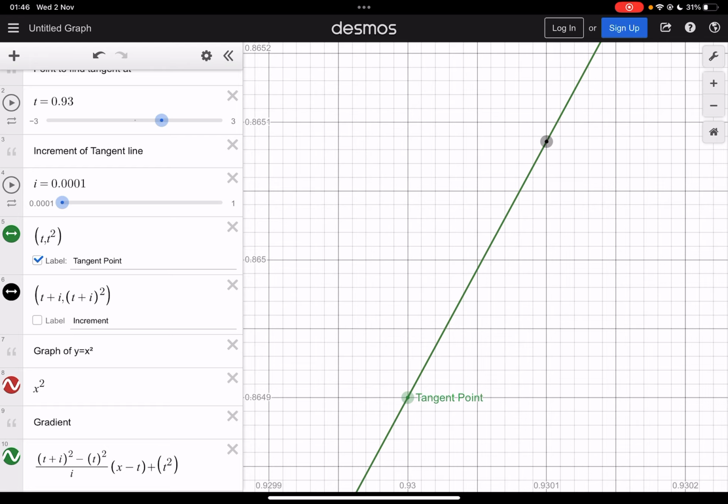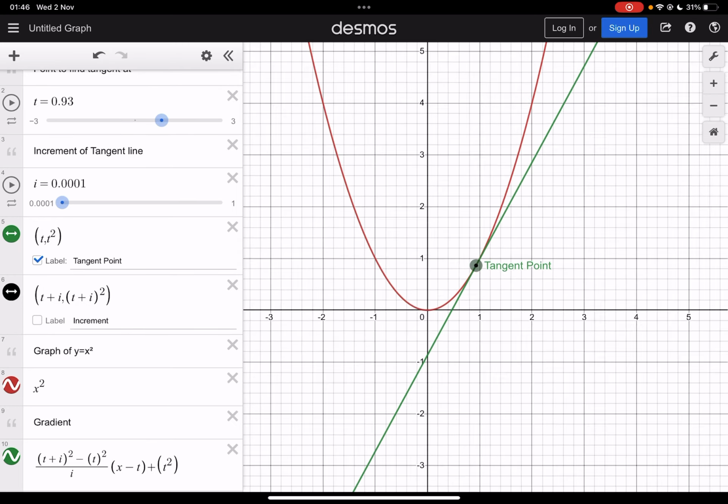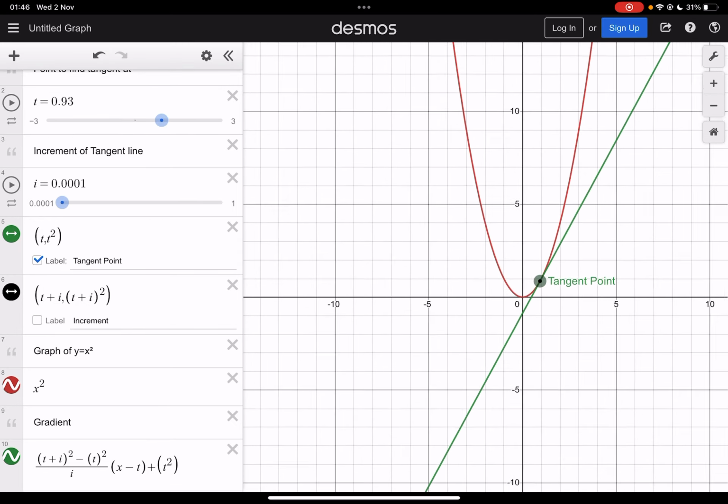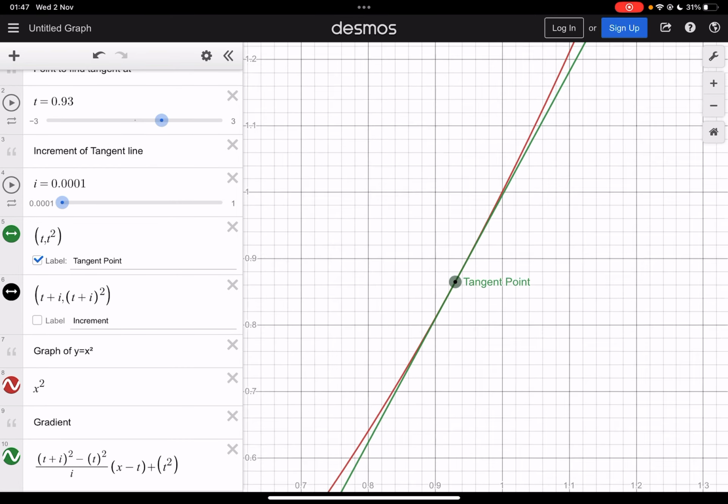And the idea is that if you zoom in infinitely close, if you keep on zooming in, you can see that it's still not at 0. But now if you zoom out, it's pretty much there. And this is basically how you find the tangent.